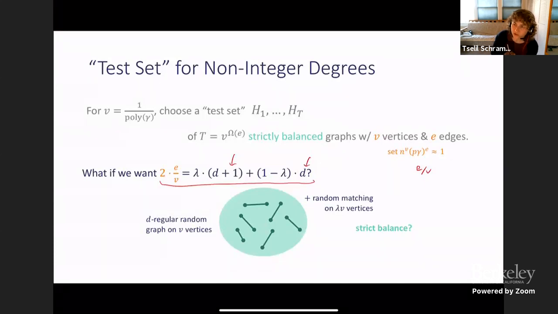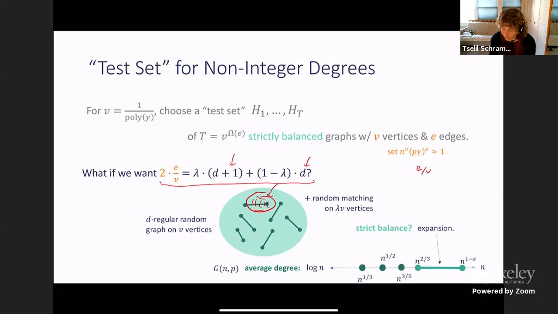Now the question is, will we still have the strict balancedness property? The original d-regular graph was strictly balanced, and now we need to argue that when we added these extra edges, we didn't mess up the strict balance property too much. Things end up being fine because of expansion. If you add a random matching to a d-regular graph, you're not going to mess things up too badly as long as the matching is random. If all of the edges I added were in one tiny set of vertices, I would be in trouble, because this would be a very dense subgraph, but this doesn't happen because of expansion. So when we do this, we fill in the regime of densities which correspond to average degree bigger than 3.